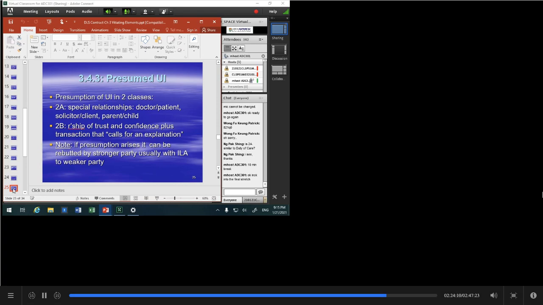And how do you rebut it? By proving that the weaker party has been given independent legal advice. Okay, and of course the other class is called Class 2B, and this is where the weaker party has reposed trust and confidence in the stronger party, and then entered into a contract or transaction that calls for an explanation. Calls for an explanation not explained by the ordinary motives of ordinary people. And that's what we were talking about before the break.